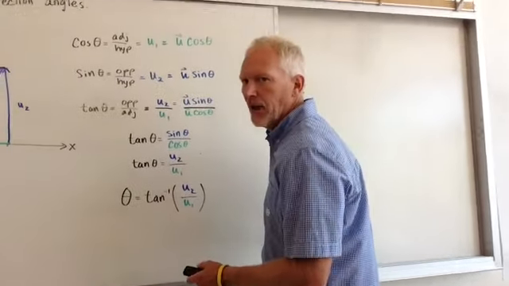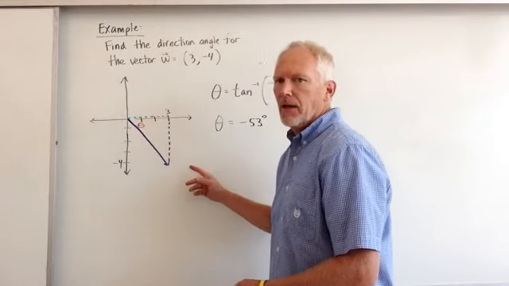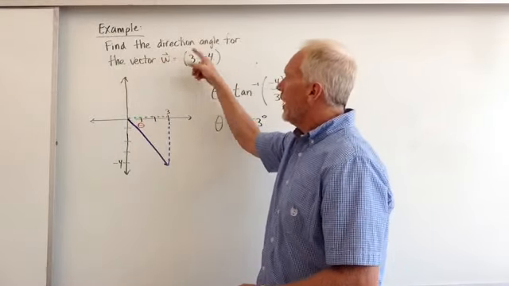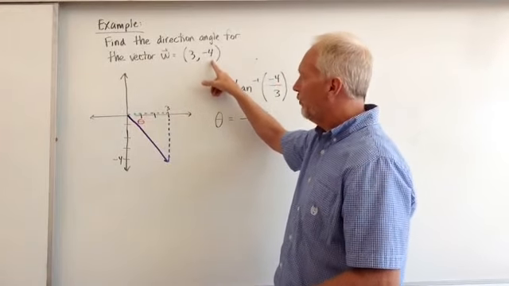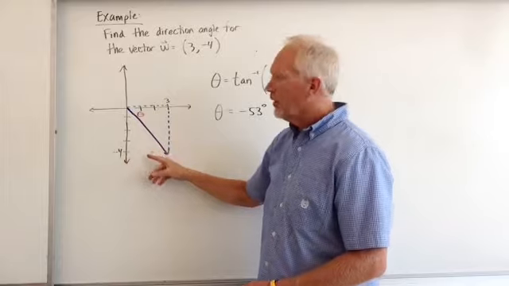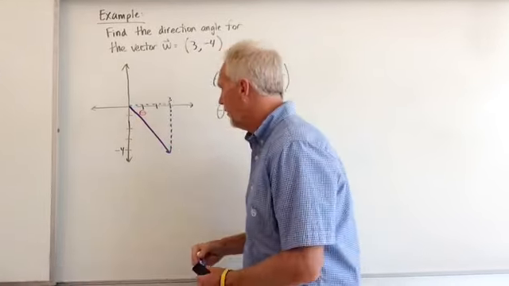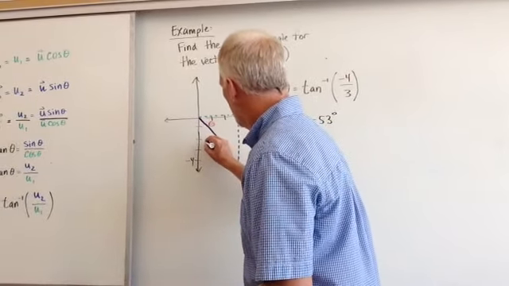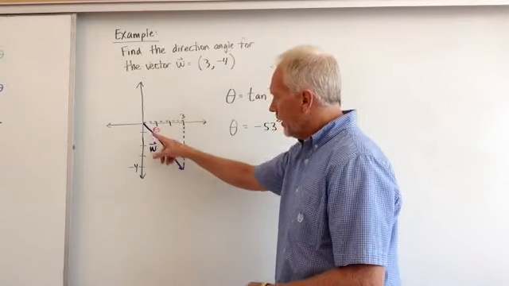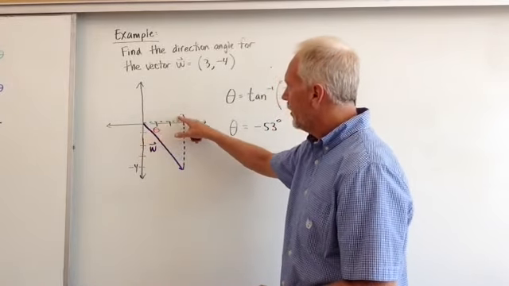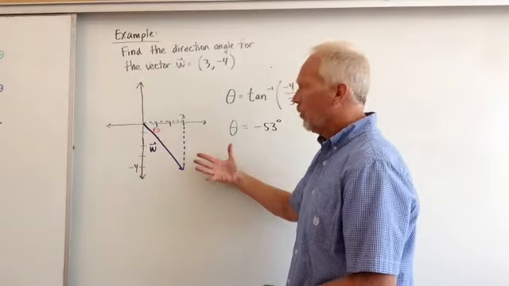All right, so let's look at an example of that. It says, find the direction angle for the vector w, which has components of 3, -4. So I've drawn it for you here. We have the vector w. I guess I should have labeled that, vector w. Okay, there's our vector w. And it has components of 3 in the x direction and -4 in the y direction. So I want to find theta.